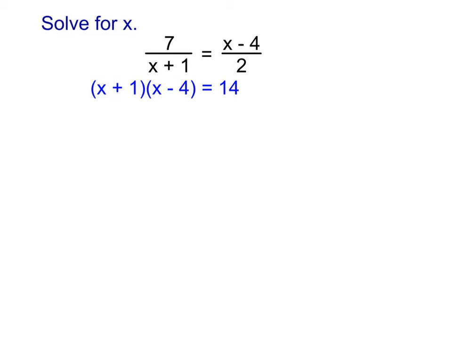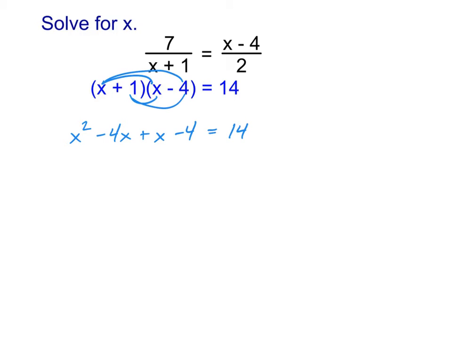All right, so now I'm going to multiply out my parentheses, which remember means I've got to multiply everything in the first parentheses by everything in the second parentheses. And if I do that, the x times the x is x squared. The x times the negative 4 is minus 4x. 1 times x is a positive 1x. And then 1 times negative 4 is negative 4. And so that still equals 14 because I didn't do anything with the right side.